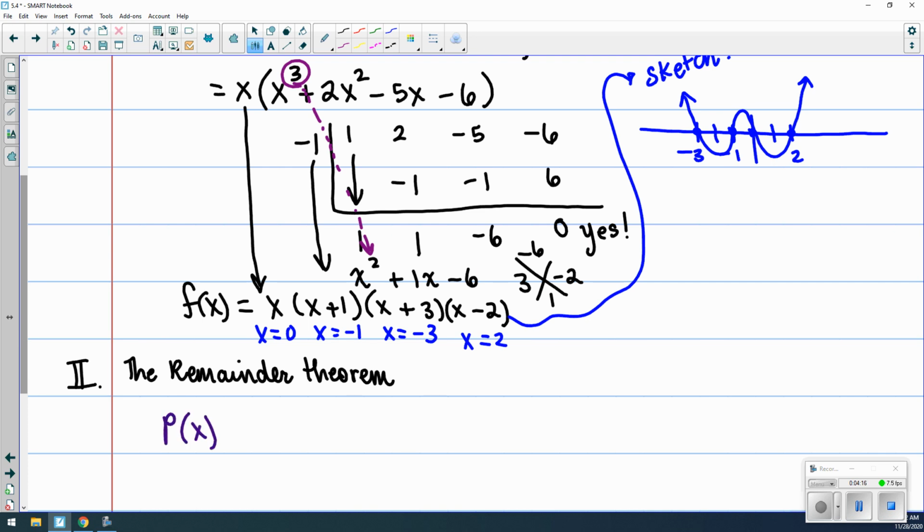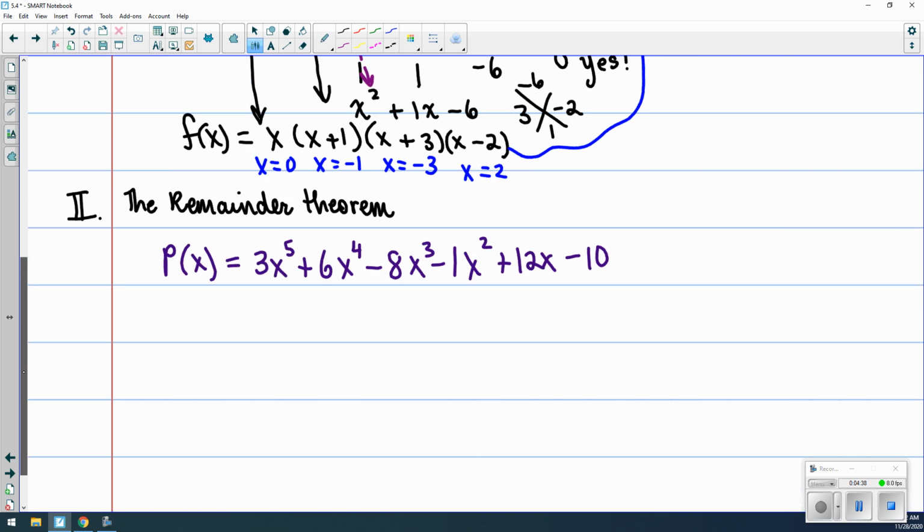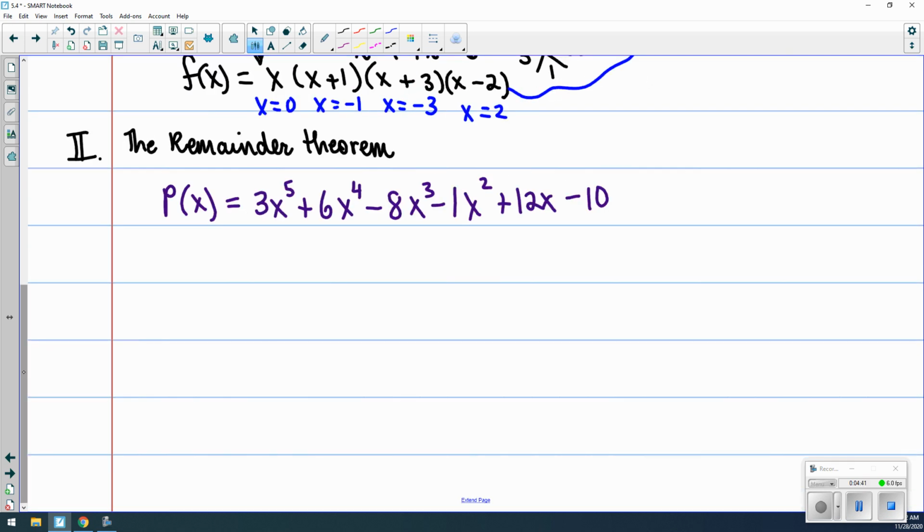I'm going to say polynomial p of x, and it is 3x to the 5th plus 6x to the 4th minus 8x to the 3rd minus 1x squared plus 12x minus 10. And just for the fun of it, let's say that this is a polynomial function that represents the price of producing, let's say, washing machines. So if you are a factory making washing machines, sitting in the front office as the chief financial officer maybe, you could evaluate the price of producing 6 washing machines.